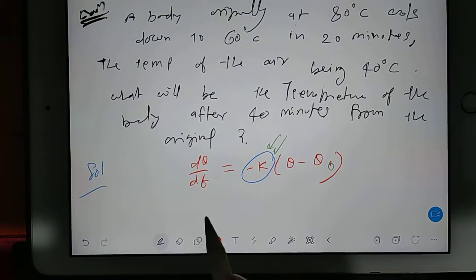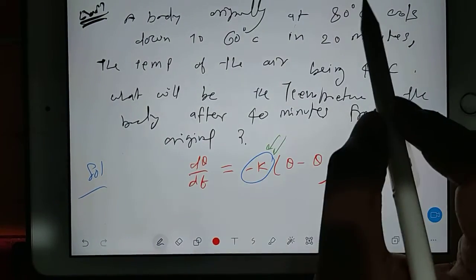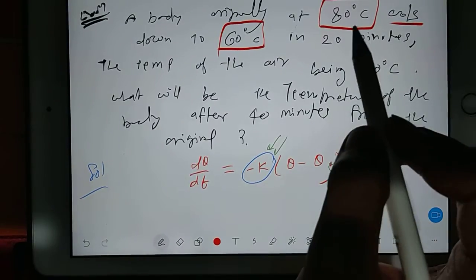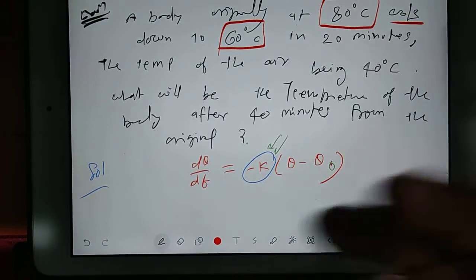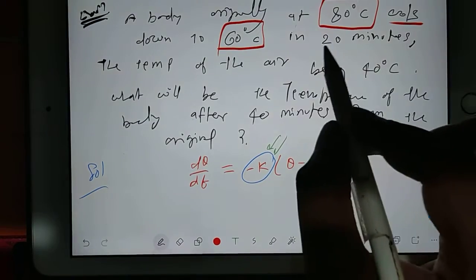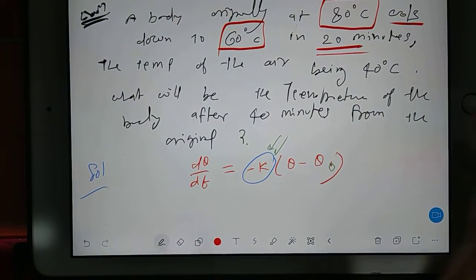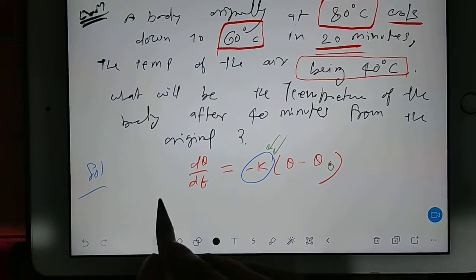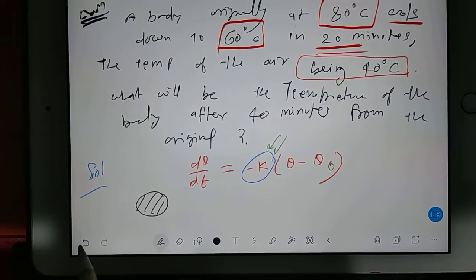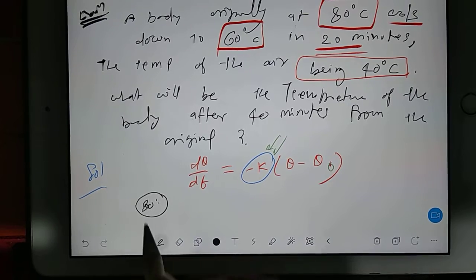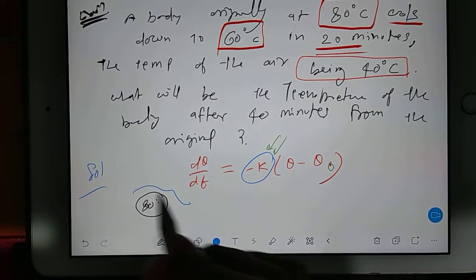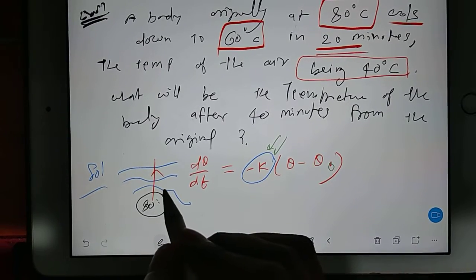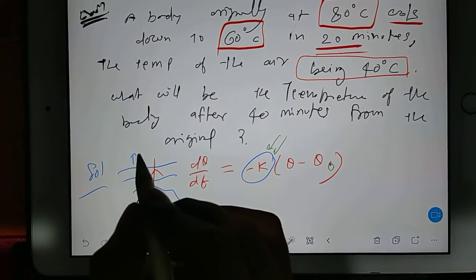So you see, here is the condition. A body originally at 80 degrees Celsius cools down to 60 degrees Celsius. The body is cooling down, it means the body is losing heat and temperature is decreasing. But this has happened in 20 minutes. The temperature of the air is 40 degrees Celsius. You get my point. You have a body here whose original temperature was 80 degrees Celsius, and nearby you have air. The air is colder than the object, that's why the object is losing heat to the air. But the air is at 40 degrees Celsius.